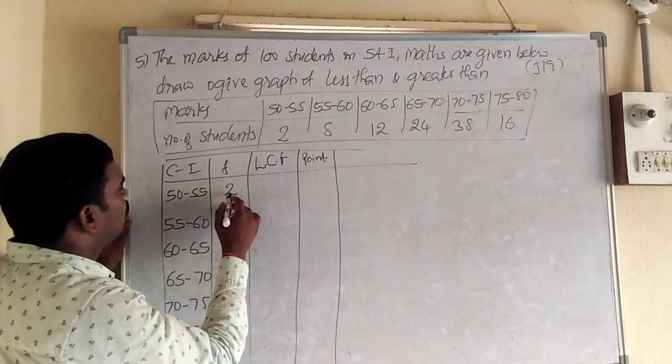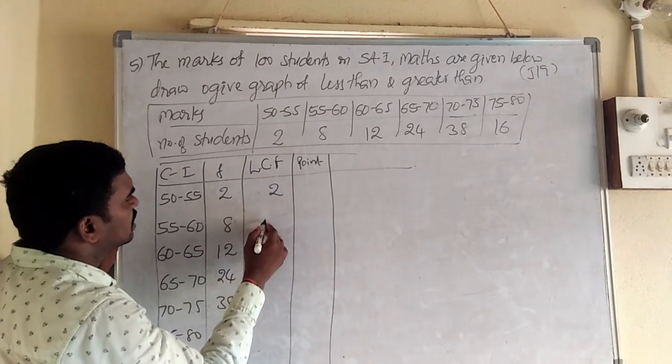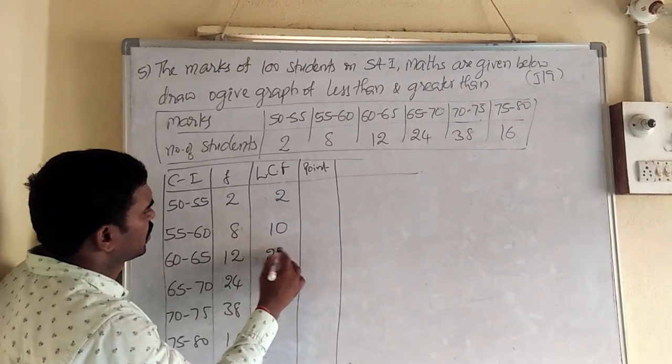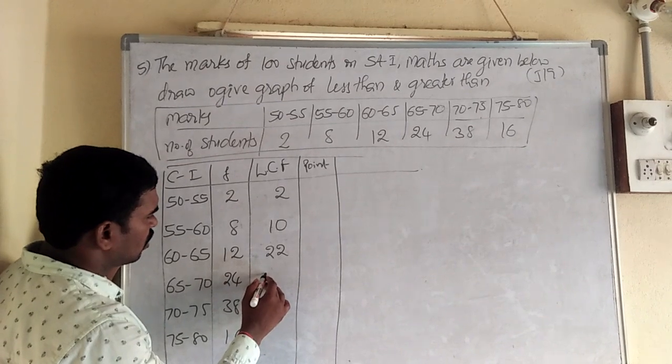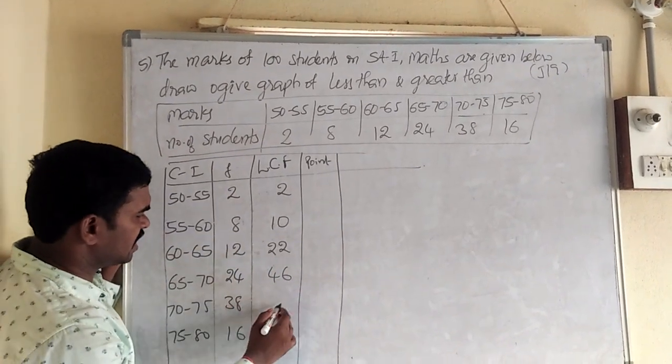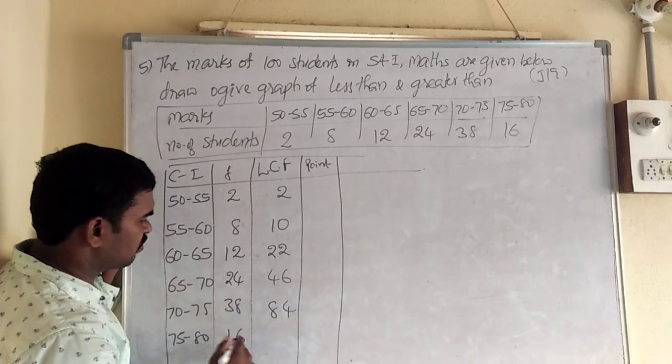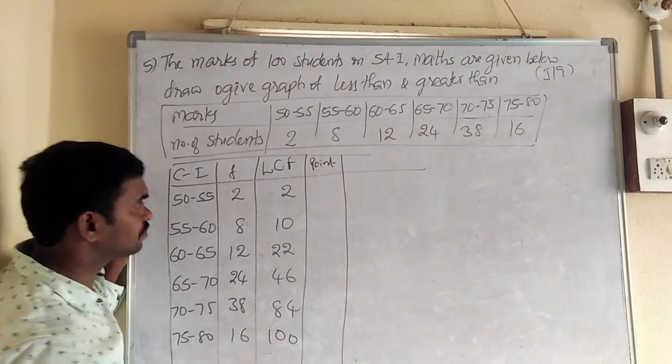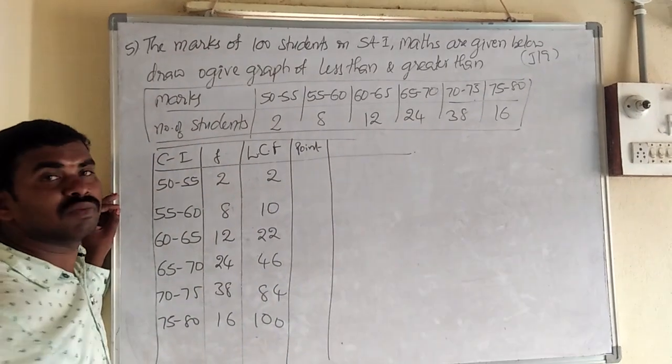Okay. First 2 as it is, 2 plus 8, 10. 10 plus 12, 22. 22 plus 24, how much? 46. 46 plus 38, 84. 84 plus 16, 100. So these are the less than cumulative frequencies.